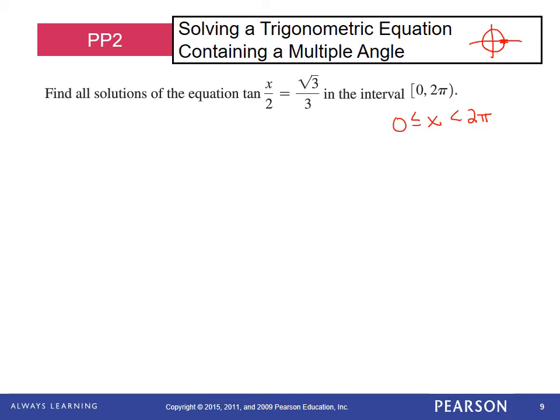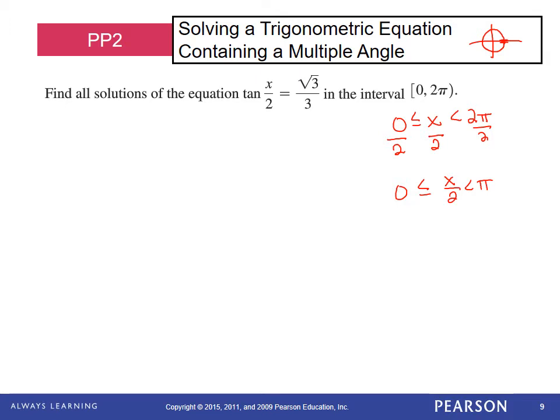Okay, so in this case, we're going to take half of everything here. So take half of this, and half of this. So we're looking for x over 2 from 0 to pi, and it's not even including the pi. We're good? So technically we're looking for half a revolution.